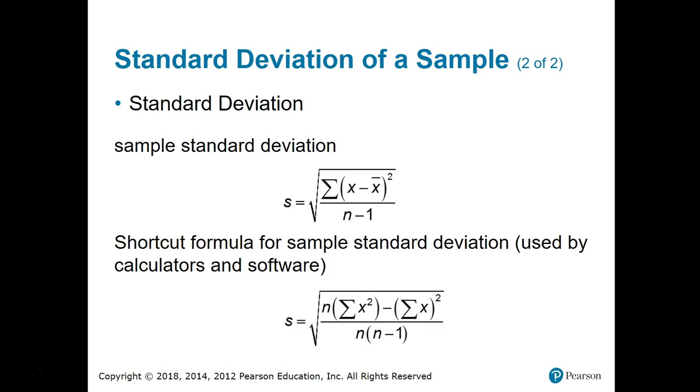And these are the lovely little things we have here. Standard deviation of a sample. S is equal to the square root of the sum of x minus x bar squared over n minus 1, or a shortcut formula for standard deviation used by calculators and such is S equals the square root of n times sigma x squared minus sigma x quantity squared divided by n times n minus 1.